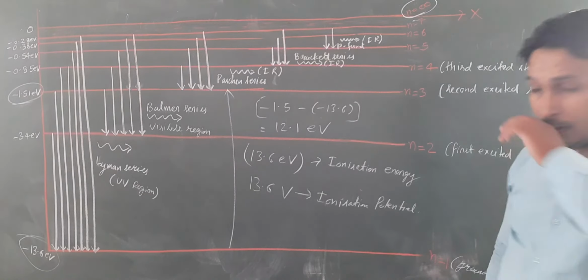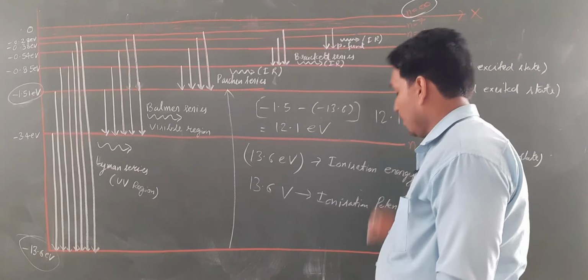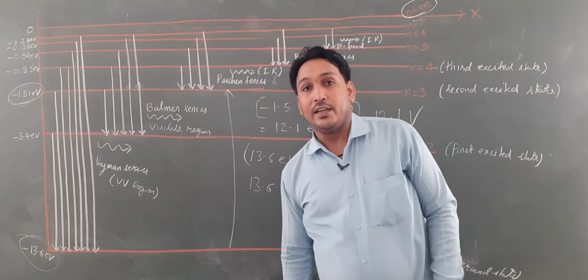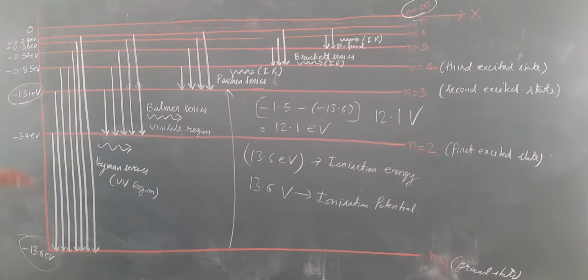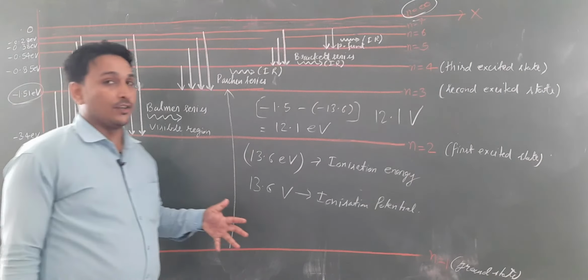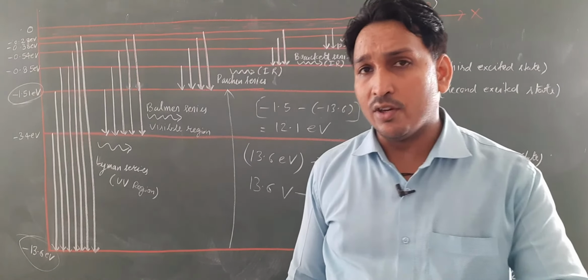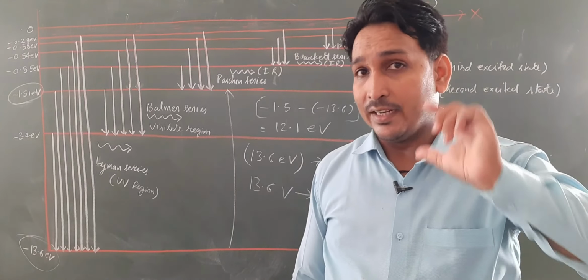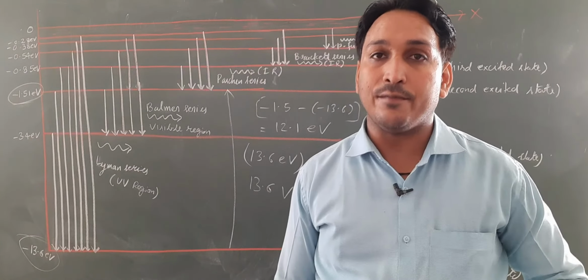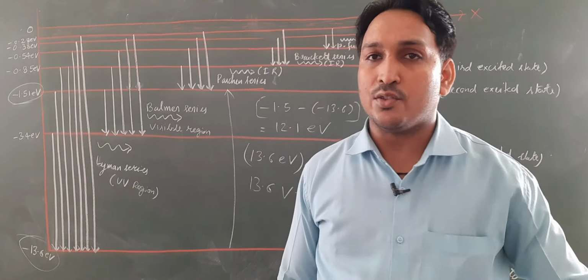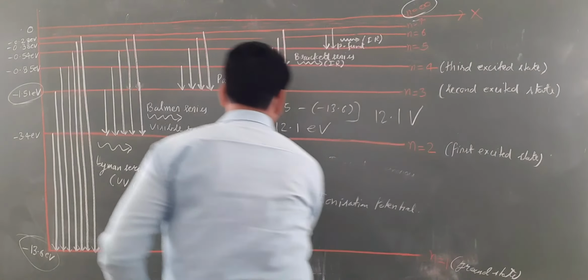Now what is the potential required for the same? The potential required is 12.1 volt. So this particular voltage is called excitation potential, second excitation potential. For first excitation potential, you have to subtract this from this. So basically excitation energy and ionization energy are the same kind of thing, but in ionization the electron comes out of the atom. In excitation, it goes from the ground state to any of the excited states, and accordingly we say first excitation energy, second excitation energy, and so on. Is it clear? Okay, now some more features. Let me remove all this.